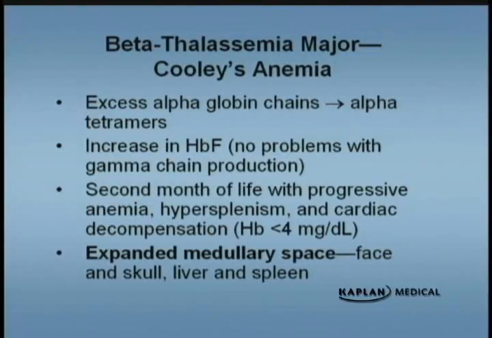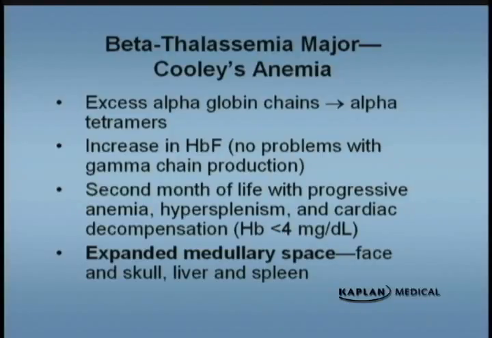We're now going to discuss the thalassemias, and the major one is beta thalassemia major, or Cooley's anemia. Again, it is a defect in the globin chain, the alpha chain in this particular case. There will be an increase in hemoglobin F. Again, this will present around the 2nd month of life because you have the increased hemoglobin F, but these patients will have anemia, they will have hypersplenism, and they can have cardiac decompensation, basically almost like a high-output heart failure.